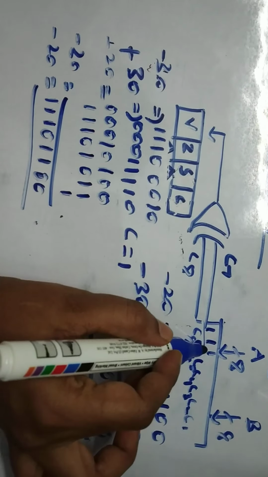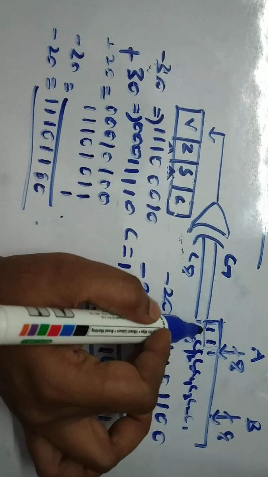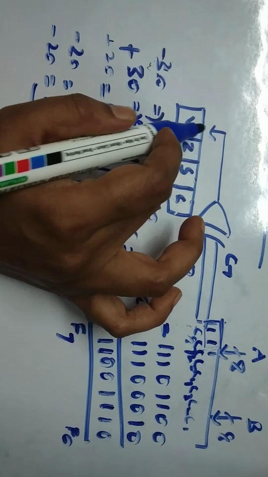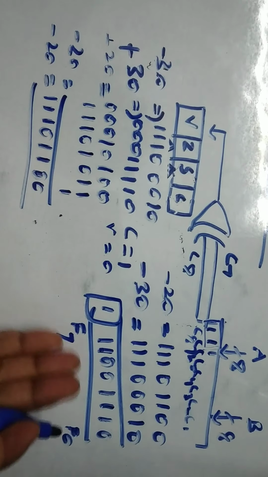And what is overflow? So you need to perform XOR operation on C8 and C7. So here C8 value is 1 and C7 value is also 1. If you perform XOR operation, obviously you get the result as 0. No overflow. Here it is no overflow.